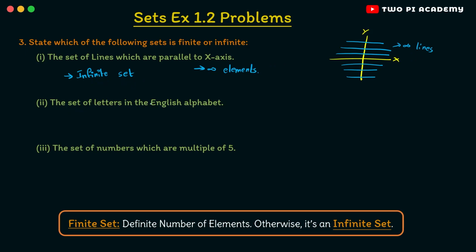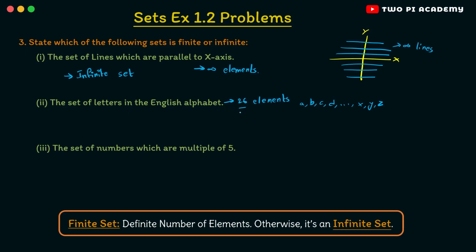And then the set of letters in the English alphabet. So if you ask a small child what are the English alphabet, he will say A, B, C, D. There is some song by which they learn this. So through that song, they will tell all the alphabets from A to Z, right? So how many letters are there in the English alphabet? The same child will tell there are 26 letters in the English alphabet. So therefore, this set has 26 elements, right? There are 26 alphabets, so therefore 26 elements.